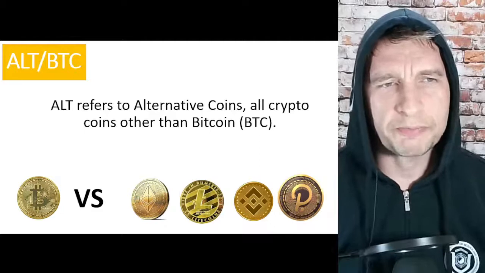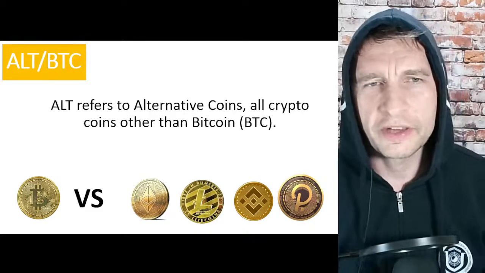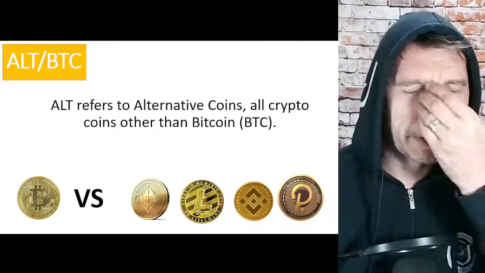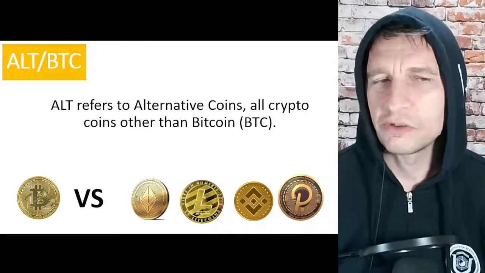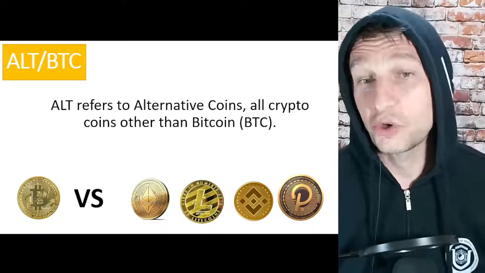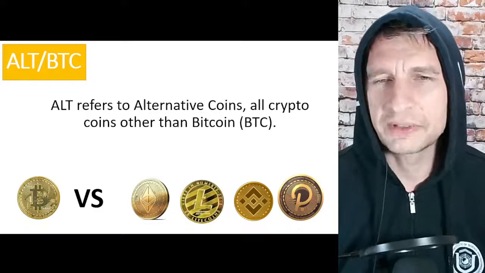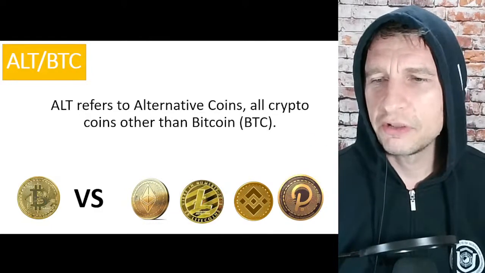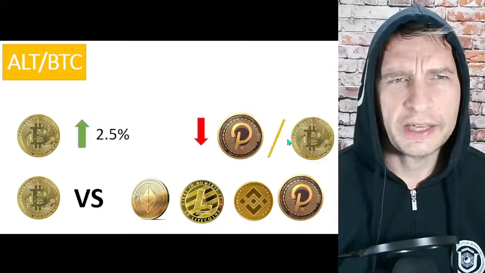Just to clear up, alt refers to alternative coins, all crypto coins other than Bitcoin, other than BTC. So any other coins, you know, Ethereum, Litecoin, Dogecoin, Polkadot or whatever else. Those are all the alt coins. And how does it work?